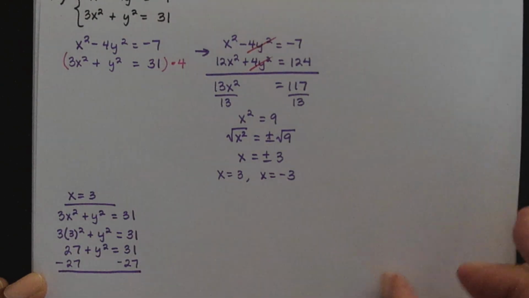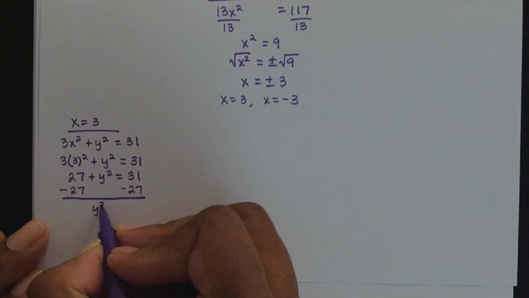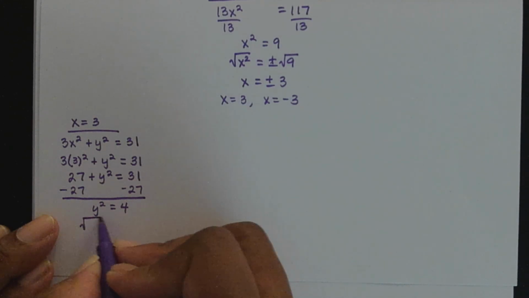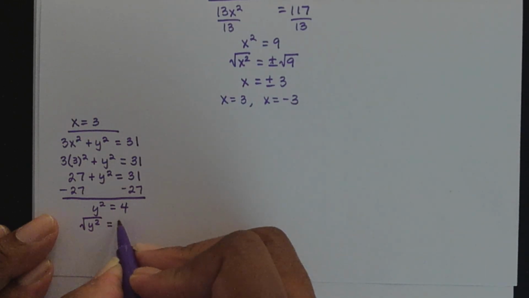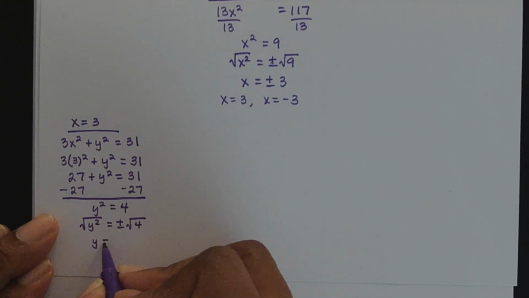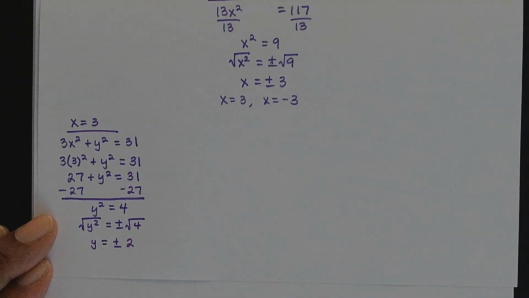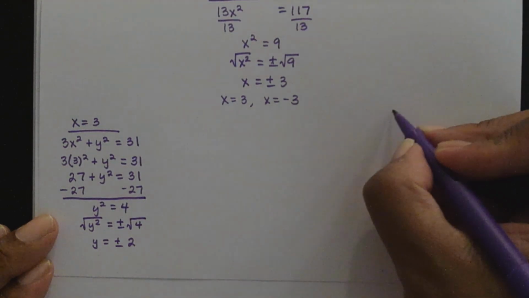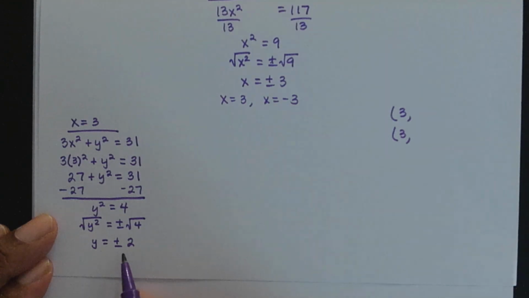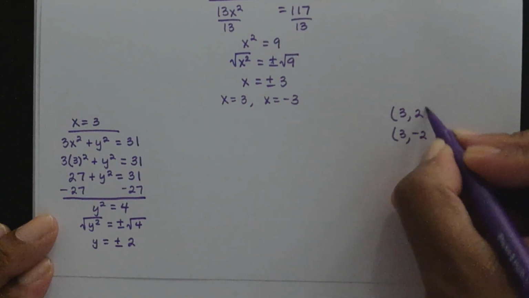So that means that y squared is equal to 4. Then if I take the square root on both sides and include the plus or minus symbol, that means y is equal to plus or minus square root of 4, which is 2. So for x equals 3, I have two values for y, positive 2 and negative 2.